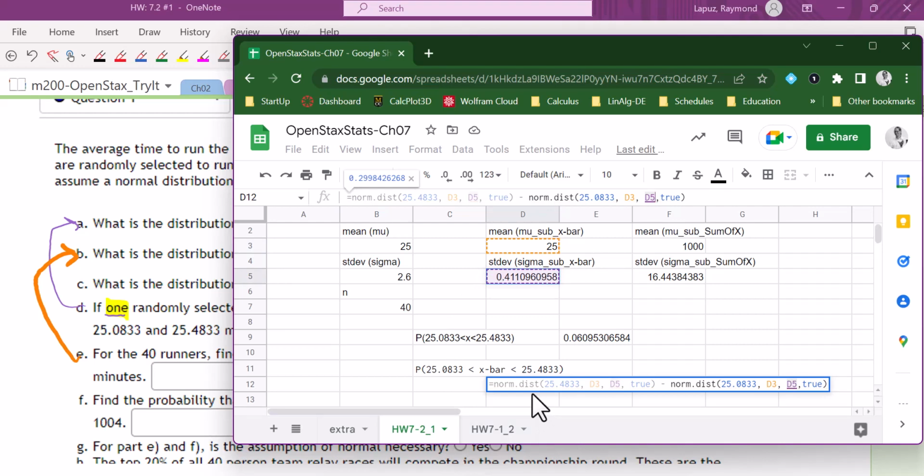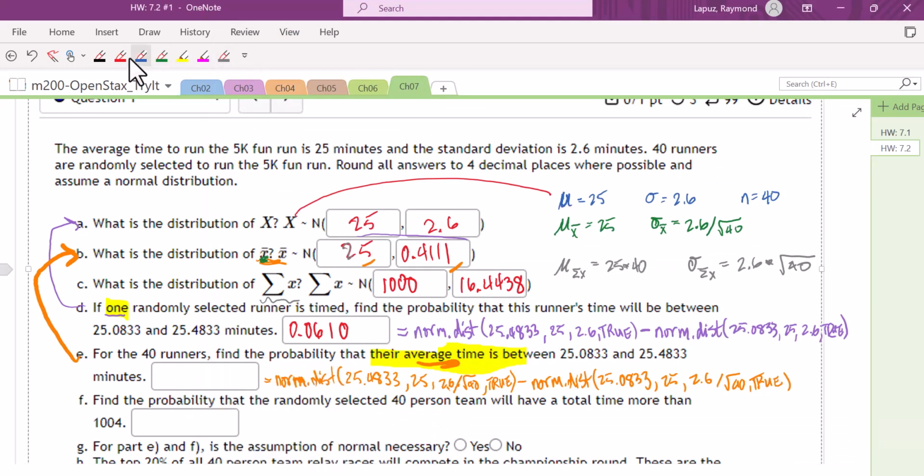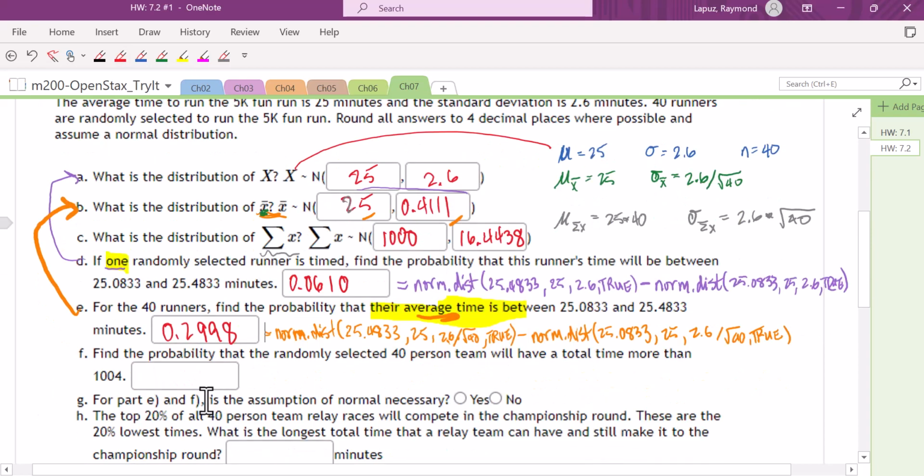All right. So that's my value. It's 0.29984. If I press enter, I'll see just that, 0.29984. So I think that's 0.2998. So we'll go with that as our answer. This is 0.2998.